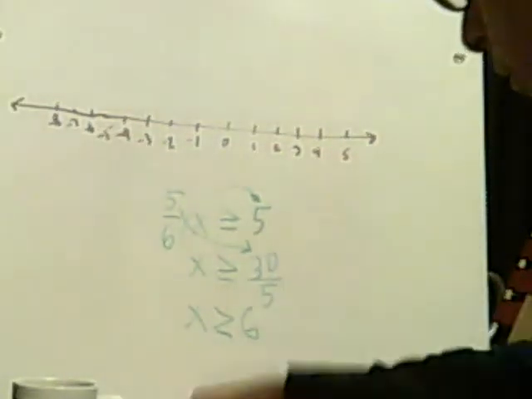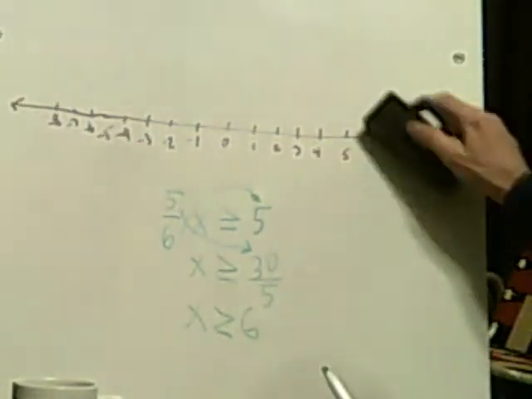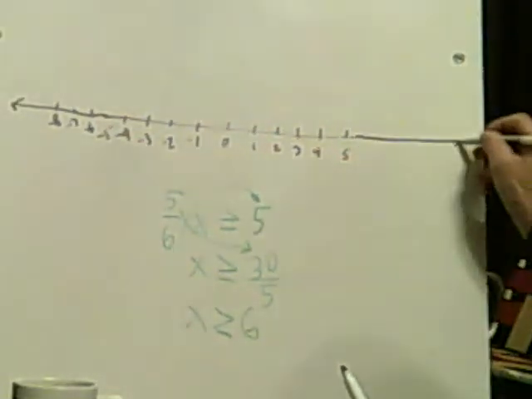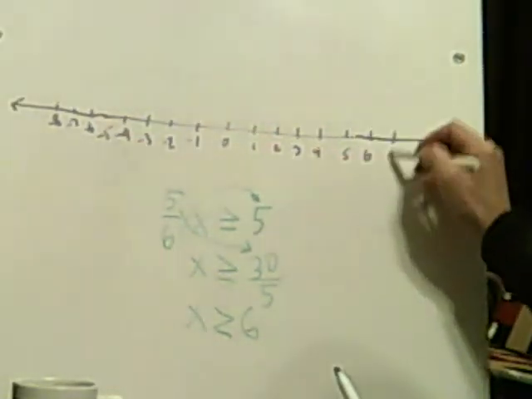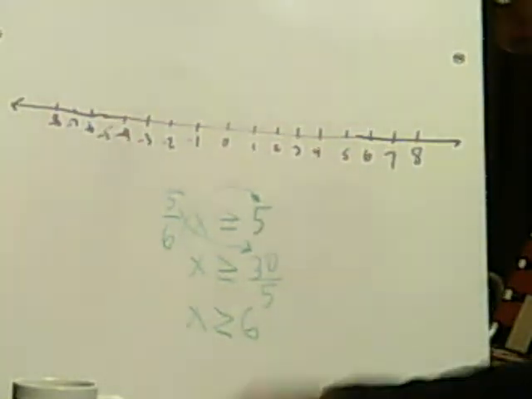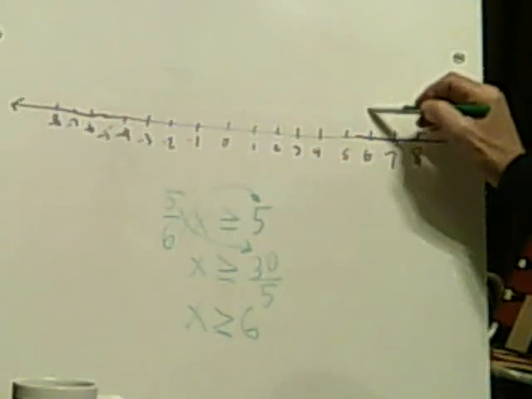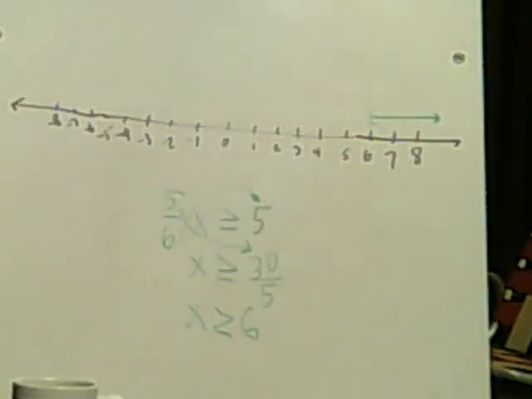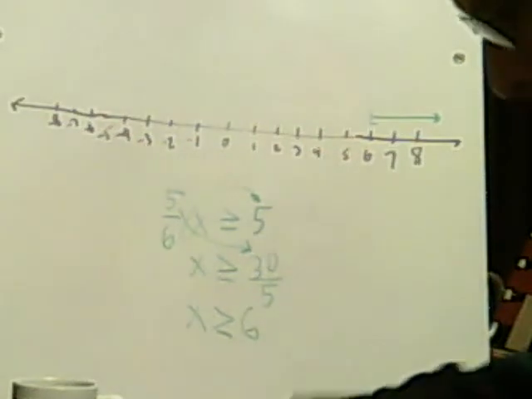And I ran into the same problem here. My number line didn't go out long enough initially. 6, 7, 8. Let's try that. Greater than or equal to 6. Okay? What's that? Good? That's number 18.